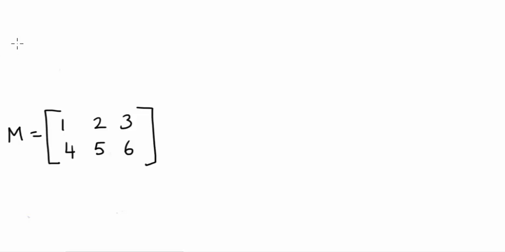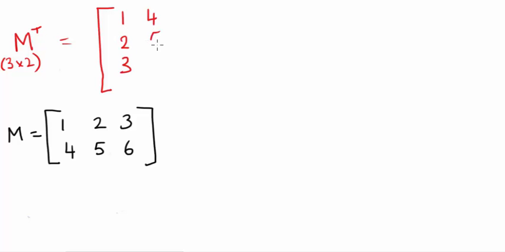Let's just write down the transpose of M as well before moving on. Since M was a 2 by 3 matrix, M transpose is going to be a 3 by 2 matrix. The first row goes into the first column, and the second row goes into the second column.